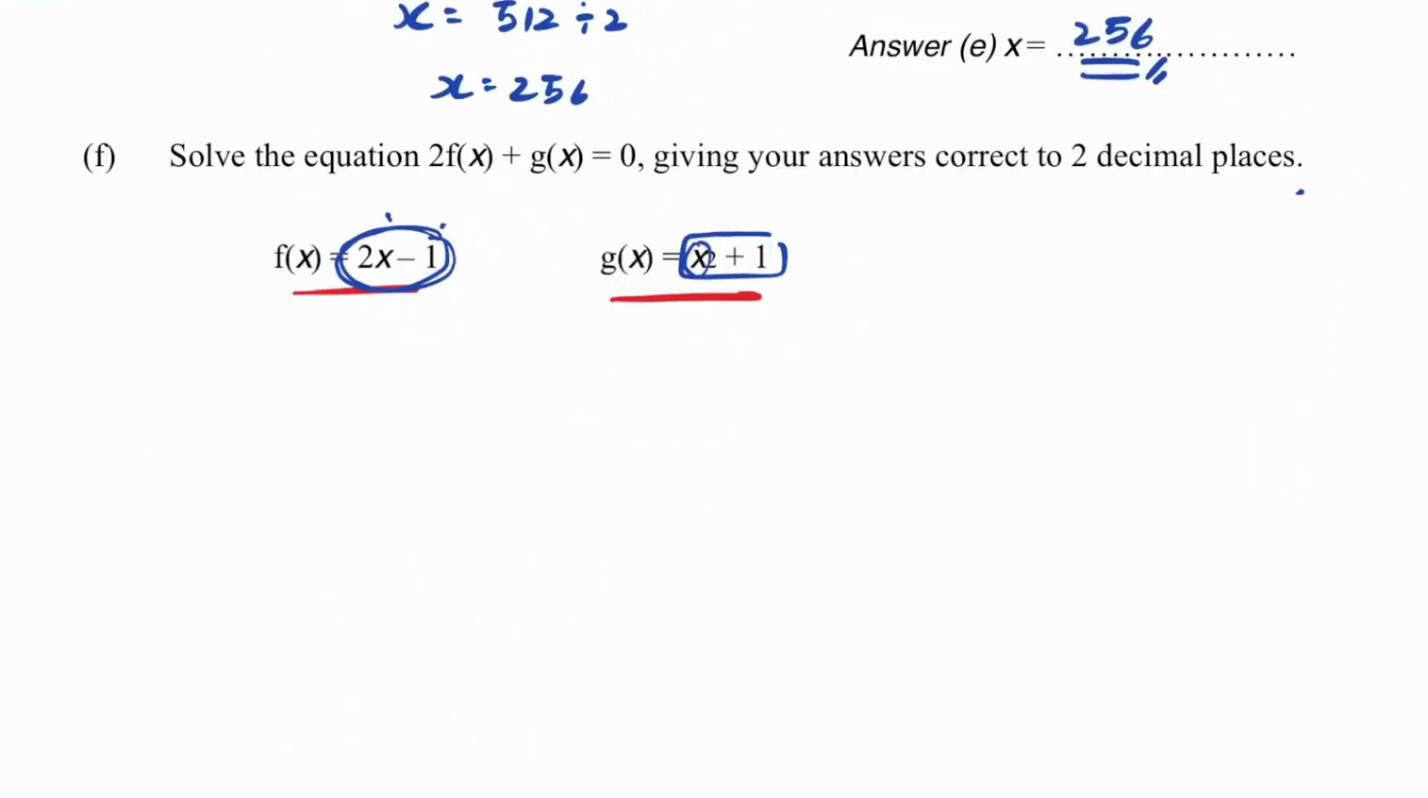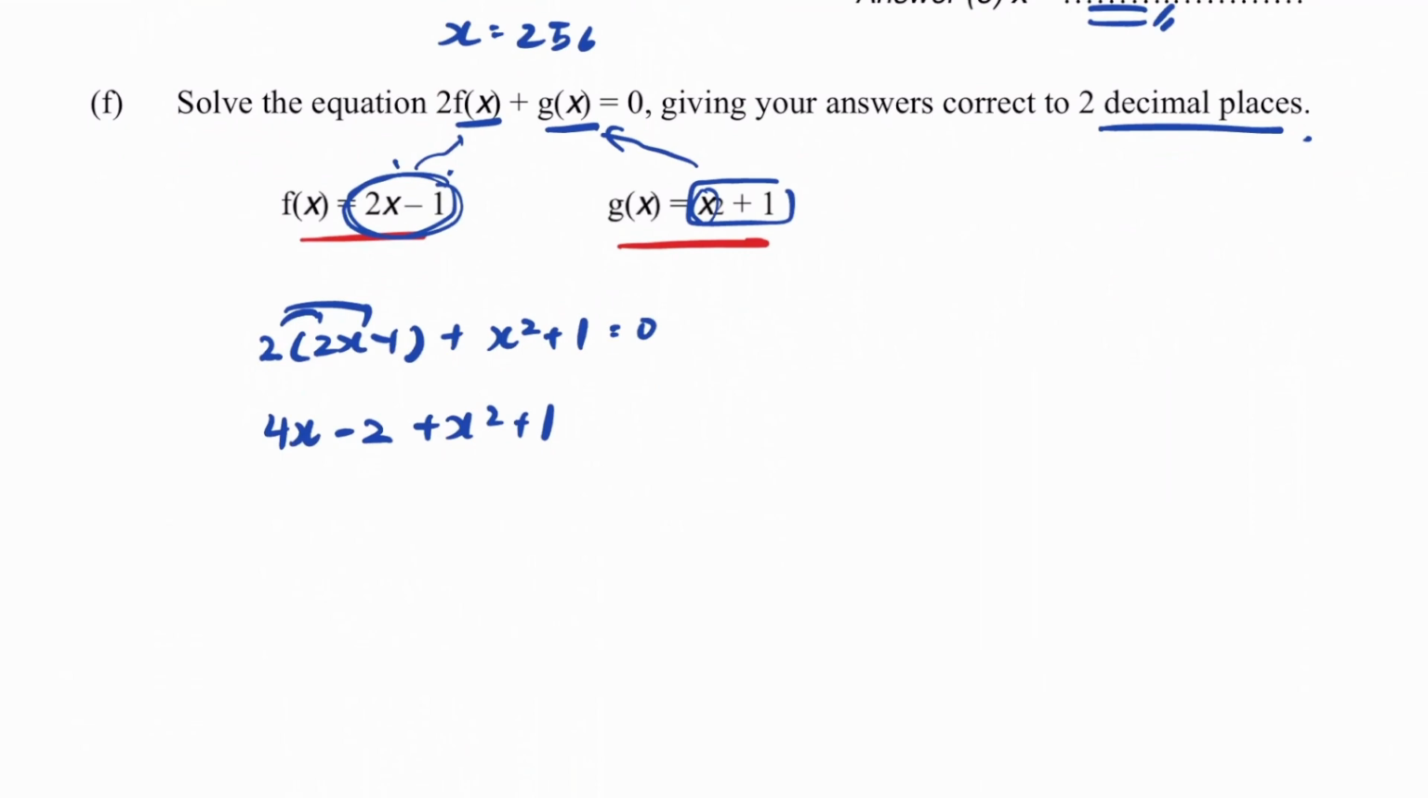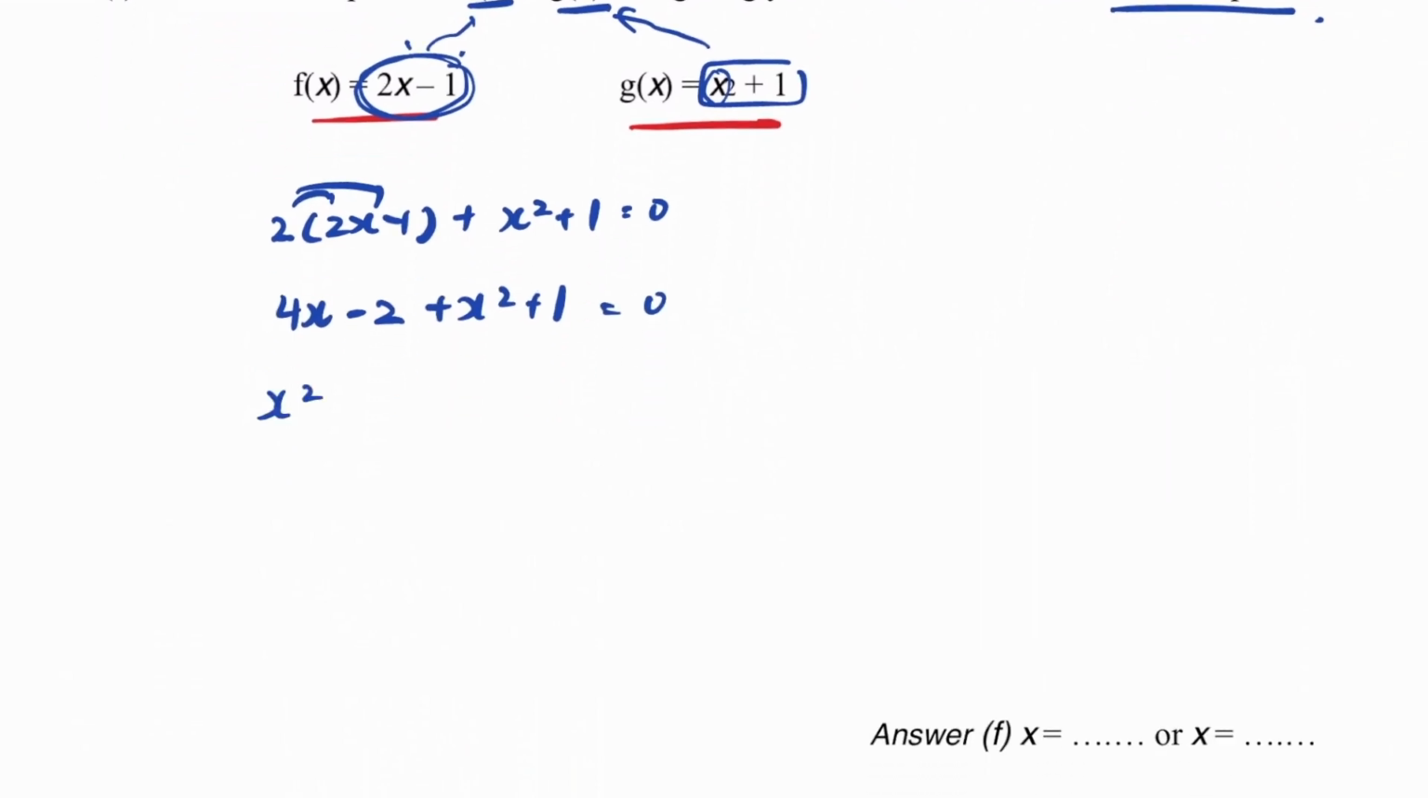We are needed to solve the equation 2 f of x plus g of x equal to 0. We have to give our answer correct to 2 decimal places. So 2 times 2x minus 1, just replace the function of f x and the function of g x with x squared plus 1. Rewrite them, make sure you expand this: 4x minus 2 plus x squared plus 1 equal to 0, don't forget the equal to 0. x squared plus 4x minus 1 is equal to 0.